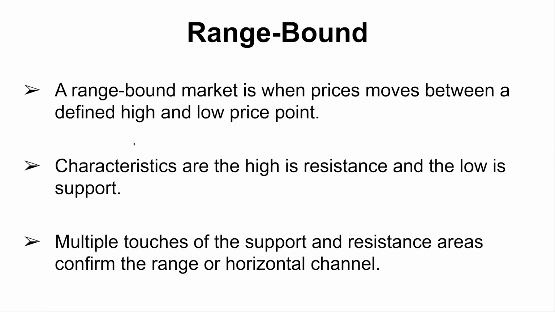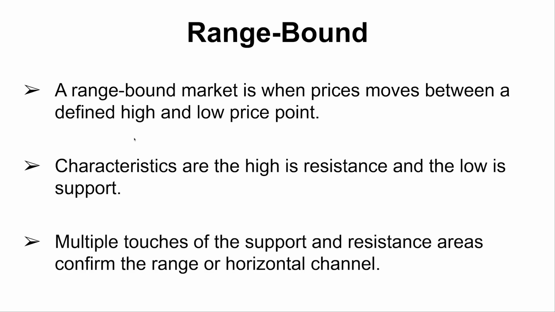Range-bound or horizontal markets. Now that Zorn has gone over bull trend and uptrend, and bear trend and downtrend, let's see what happens in between. Range-bound or horizontal markets are described as the price bouncing between a high point and a low point of a range.